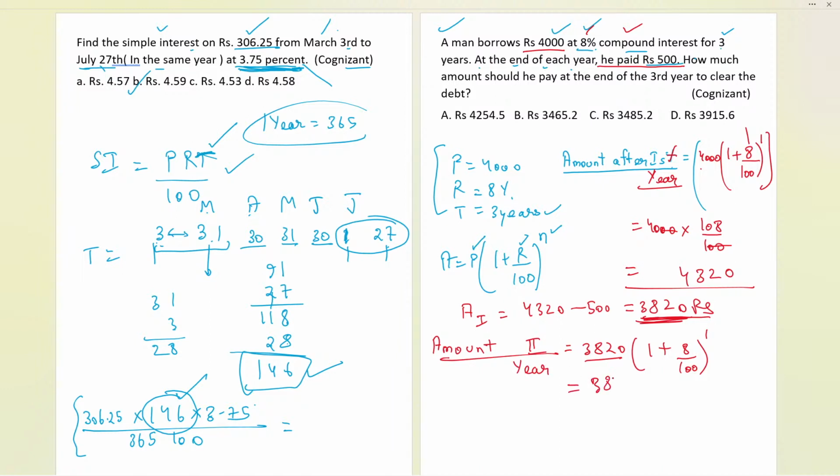So it will be 3820 times of 108 by 100. Now, if you solve it over here, you will be getting what? So we can easily calculate this part over here. You will be getting 4125.6 approximately. Now, this part we have got up to here, amount after the second year. Now, what can I do further? I will be now considering 500 rupees that he paid. So let us write over here 4125.6 minus this 500 again. So now if you calculate over here, it will be 3625.6. Like this we are getting the amount as of the second year.